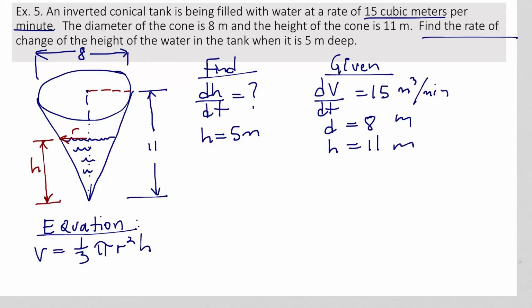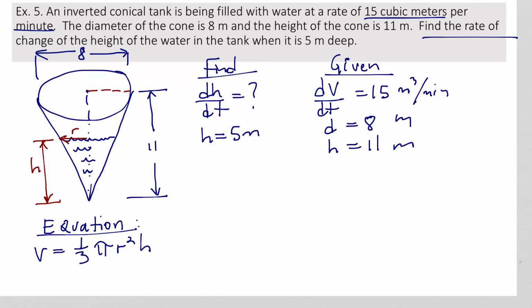All right, so let's see what we know. So in my equation, I've got V, I've got R, so V, R, and H. Okay, so I'm interested in dH/dt. All right, so I don't really need to have an R in my equation, so I really want to get that R in terms of H.